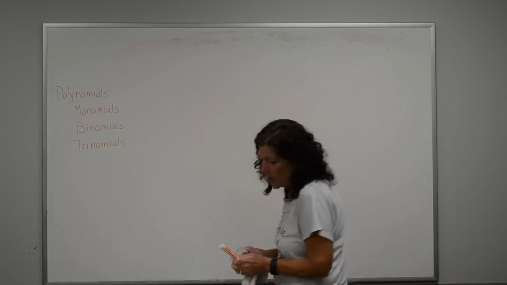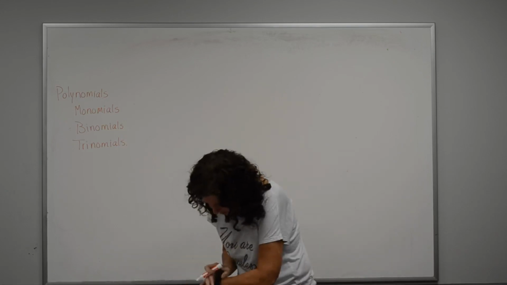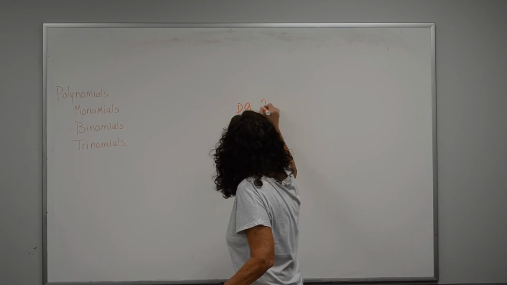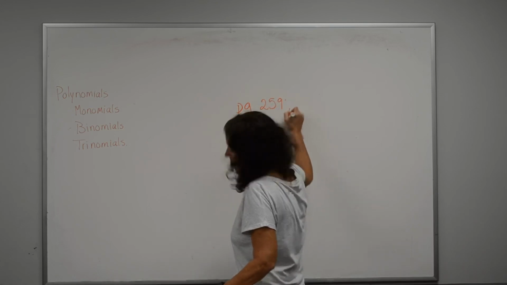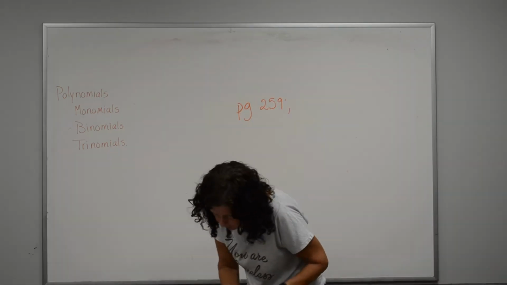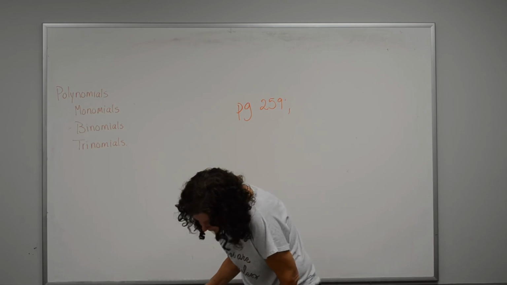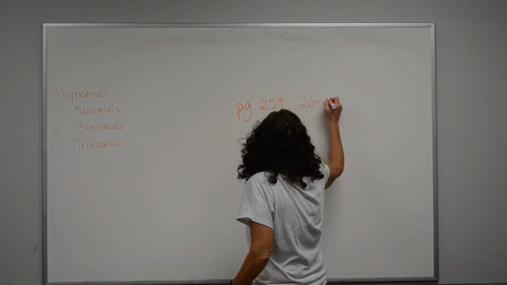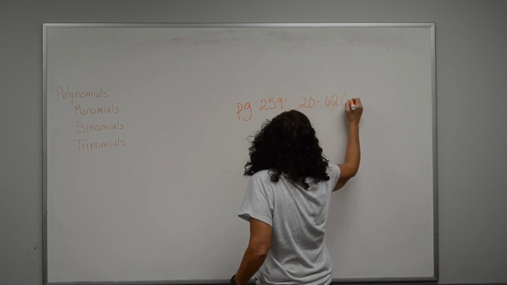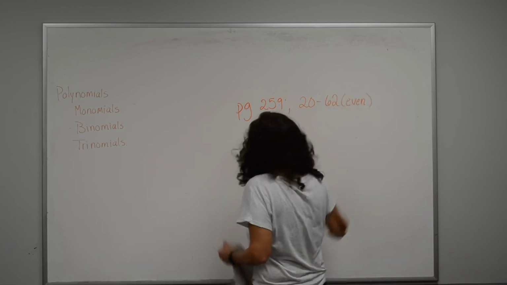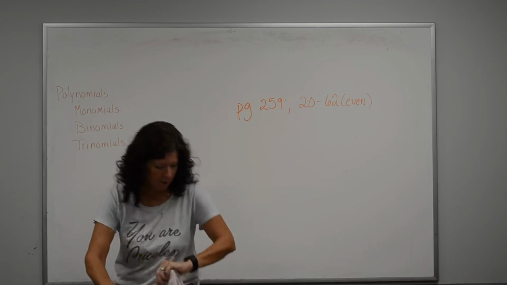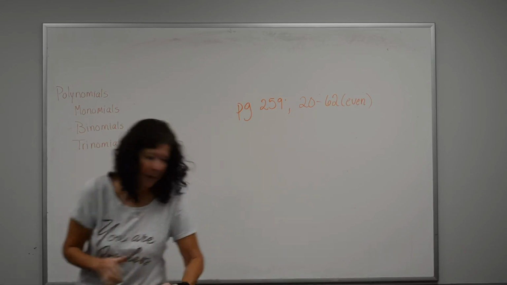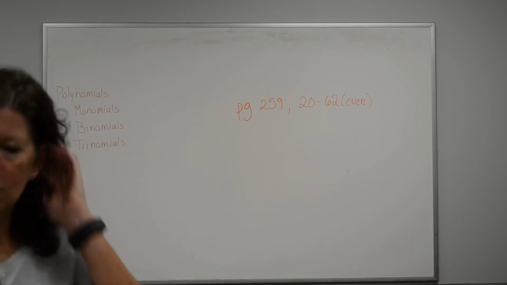All right, I'm going to give you your homework. Page 259. I want you to do 20 through 62 even. It sounds like a lot, but it's not going to take you time to do it. And let's see, you got about 15 minutes, so you'll get a good chunk of it done.